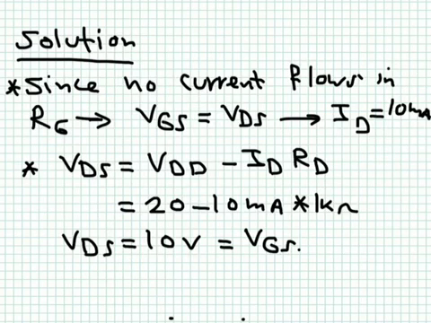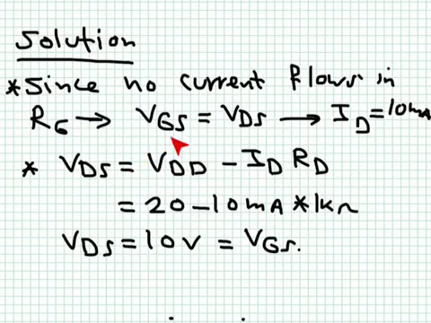So these lines summarize what I've said earlier. Because the gate is connected to the drain through a resistor RG, and the RG has no current flowing in it, there is no voltage drop across it. This means that VGS is equal to VDS, and this means that the current is equal to 10 milliampere. This was a given. Now the drain to ground voltage is equal to VDD minus ID RD.